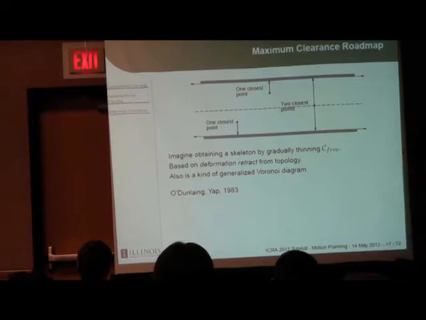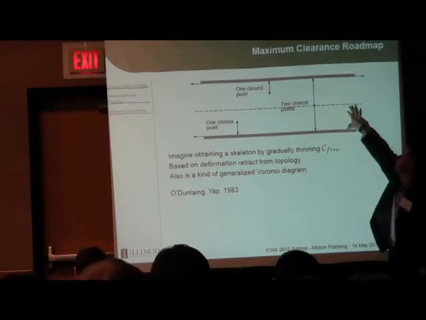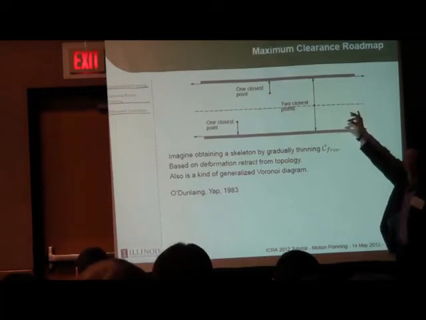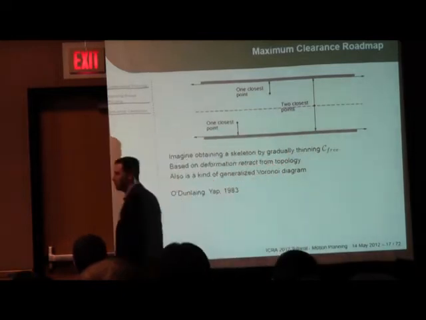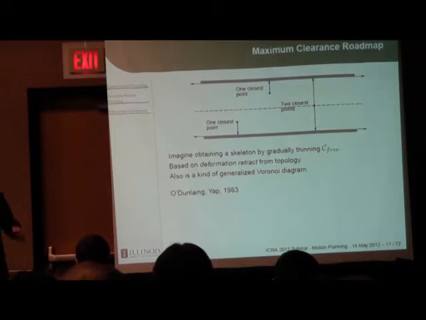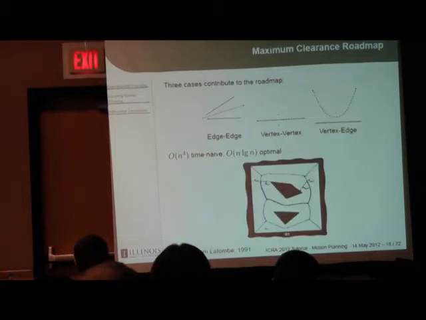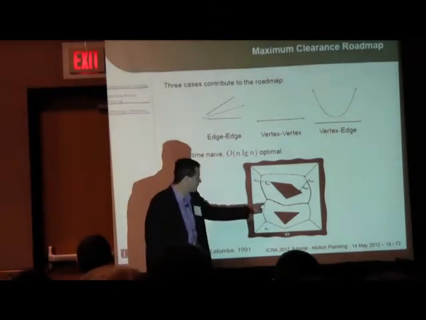By Ó'Dúnlaing, Yap and others back in 1983, the method was introduced that, in fact, this is probably the first, I would say, roadmap algorithm that came into motion planning. And essentially what you do is you can imagine gradually thinning these corridors until all that's left is a skeleton. That's called a deformation retract in topology, and you can formally look at it that way, but the algorithm itself doesn't precisely compute a deformation retract, but that's the idea. So it looks something like this. This would be a maximum clearance roadmap.